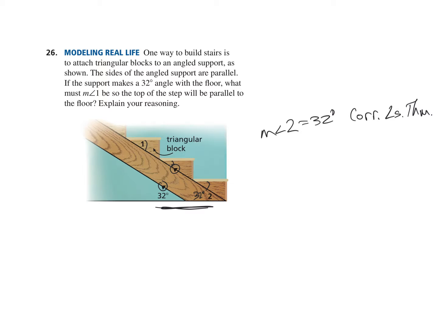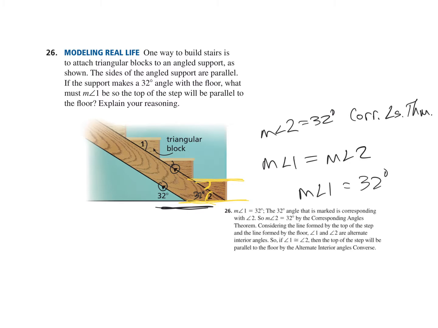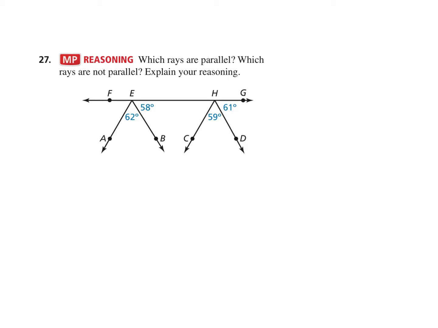Okay, so now what you have to look at is you have the step and the floor are parallel, and the angle 1 and the angle 2 are alternate interior angles. So now we have the measure of angle 1 equals the measure of angle 2, so the measure of angle 1 is 32 degrees. And there you have the answer for number 26. Okay, which rays are parallel?